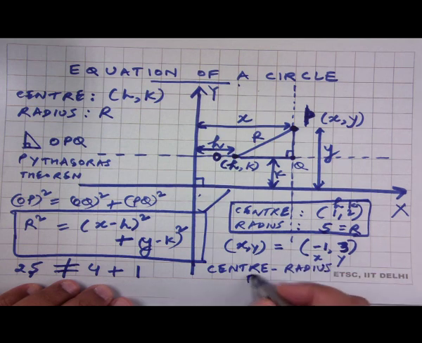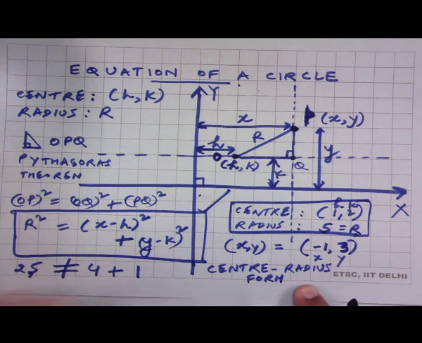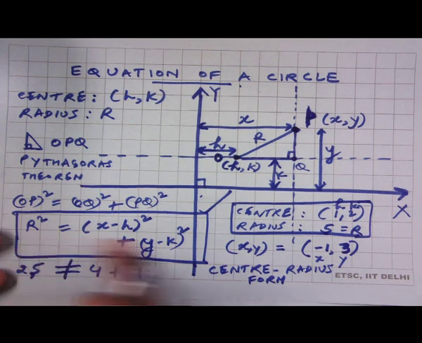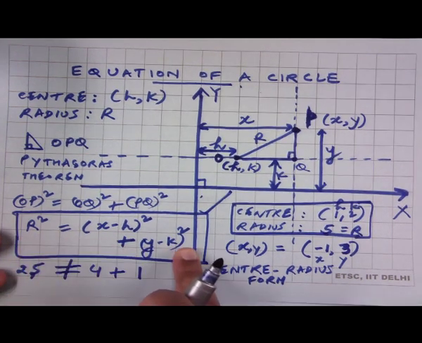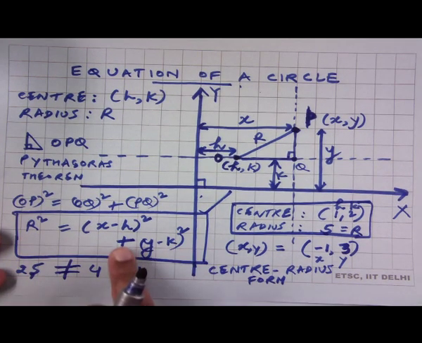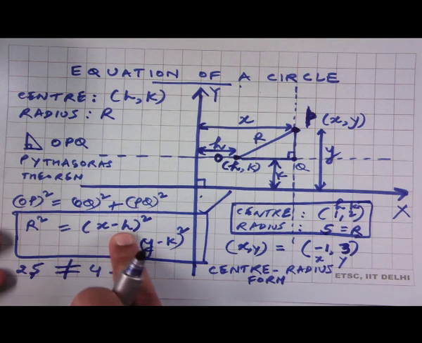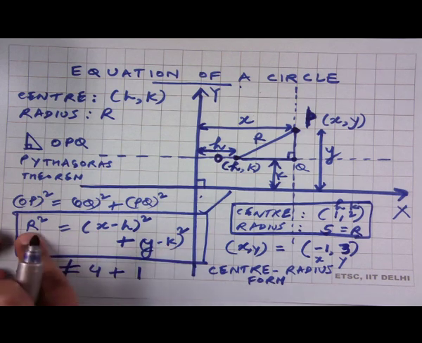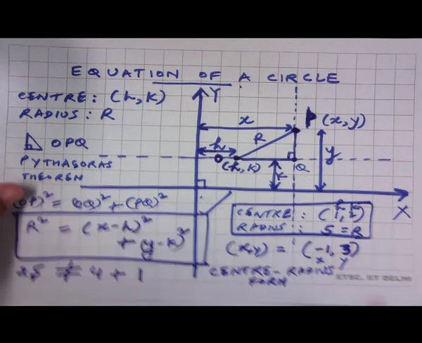This particular form of equation of a circle is called the center radius form, and it is quite clear why we have that name, because just by looking at this expression we see that the center is (h, k) and the radius is r, which is on the left hand side.